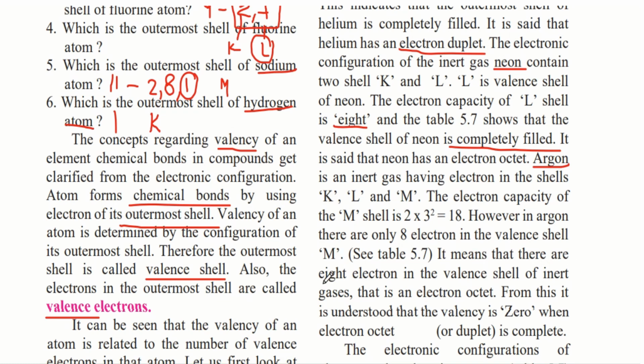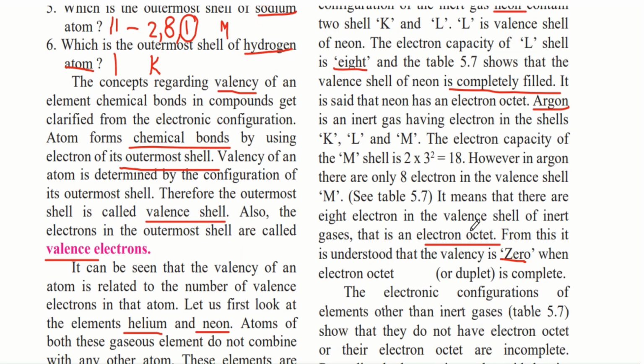It means that there are 8 electrons in the valence shell of inert gases. That is an electron octet. So, because there are 8 electrons, it is again called as electron octet. From this, it is understood that the valency is 0 when electron octet or duplet is completed. So, whenever there is an electron octet or duplet, the valency will become 0 because the electrons have to be either 8 or 2.